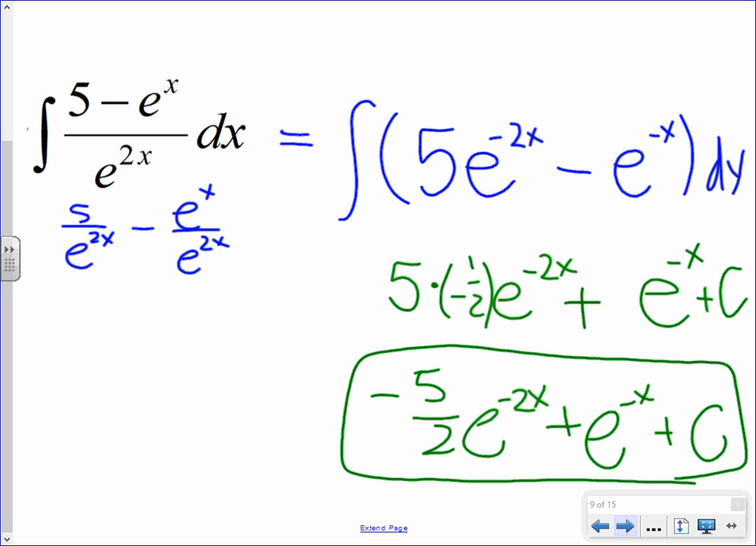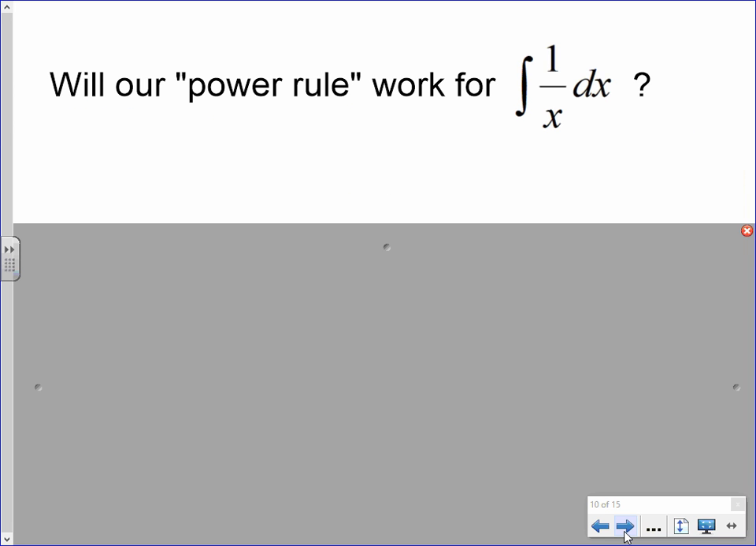Okay, last rule. Are you ready? If we have 1 over x, and we rewrite that as x to the negative first, can we use the power rule on that? Talk about it with your group. Why is the power rule not okay in this instance? And can you think of what the antiderivative would be?